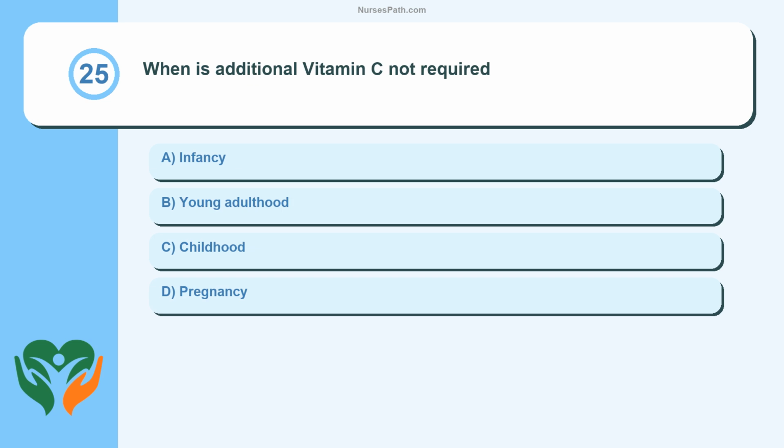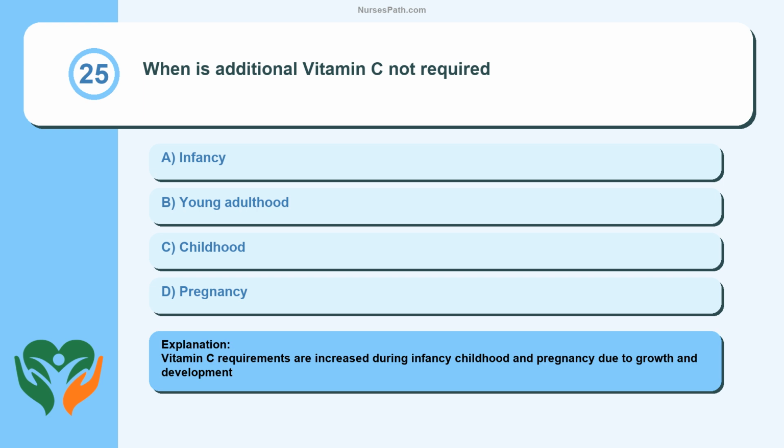Question 25. When is additional vitamin C not required? Infancy, young adulthood, childhood, pregnancy. Vitamin C requirements are increased during infancy, childhood, and pregnancy due to growth and development.